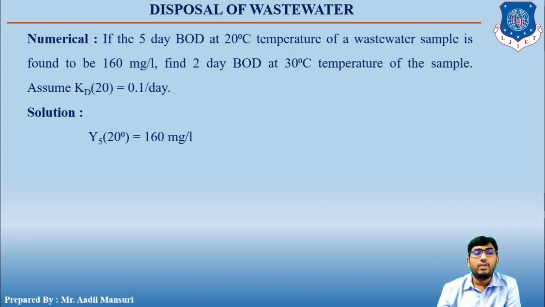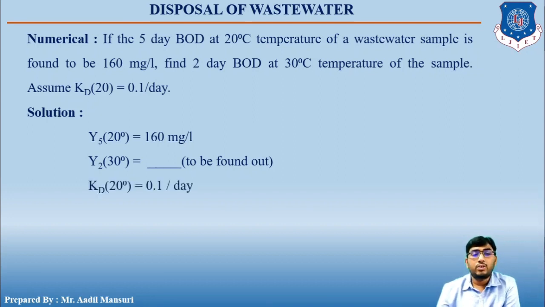So we are given the 5-day BOD at 20 degrees. It means Y5 at 20 degrees is equal to 160 milligram per liter. BOD is represented as Y. If it is 5-day BOD, then we write it in subscript as Y5 in the bracket at 20 degrees centigrade. Then we need to find out the 2-day BOD at 30 degrees centigrade. Now we are given the constant KD at 20 degrees as 0.1 per day. So first we should find out the constant at 30 degrees centigrade.